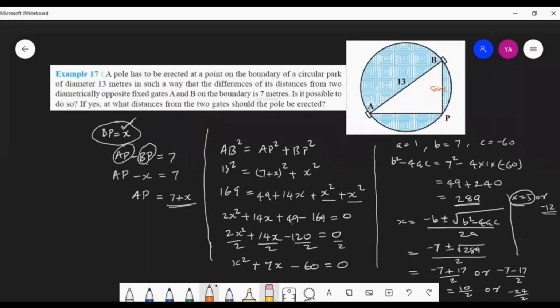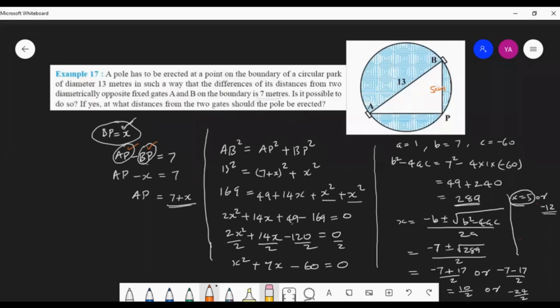Sir, can a question be given like this with a variable? Yes, that's also possible. Actually here we have applied two variables, AP and BP. They are equivalent to giving some variable names, right?